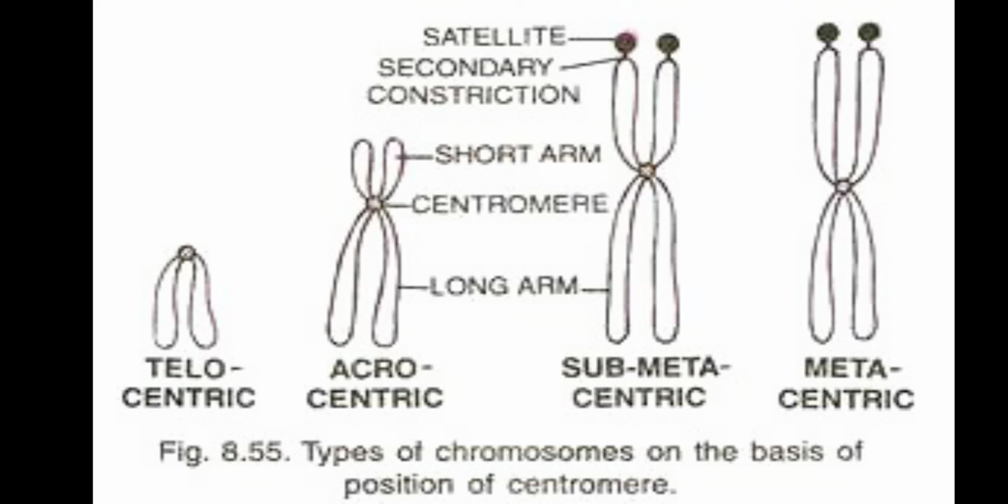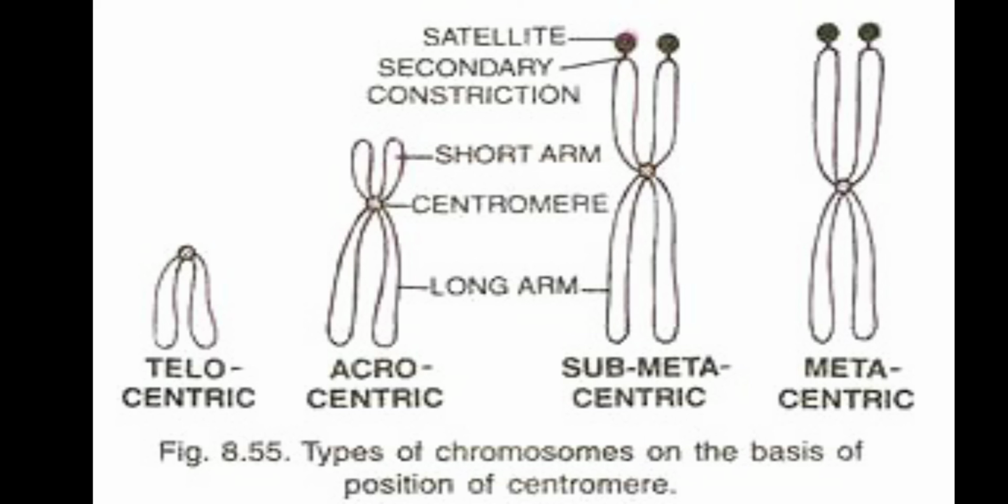In submetacentric chromosomes, the centromere is located slightly away from the center. So one chromatid arm is slightly long and another is slightly short. Such type of chromosomes are known as submetacentric. Okay. Third type is acrocentric, in which the centromere is present towards the end. So one arm is very long, another is very short. Such type of chromosomes are acrocentric. And the last type is telocentric, in which centromere is present at the terminal part.